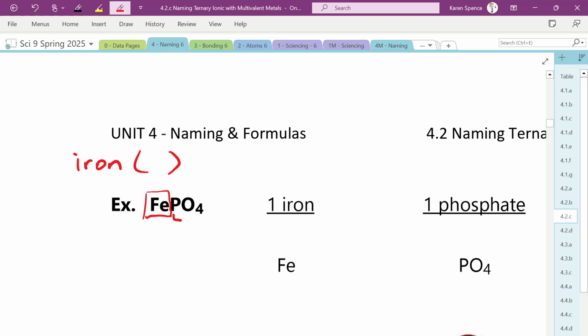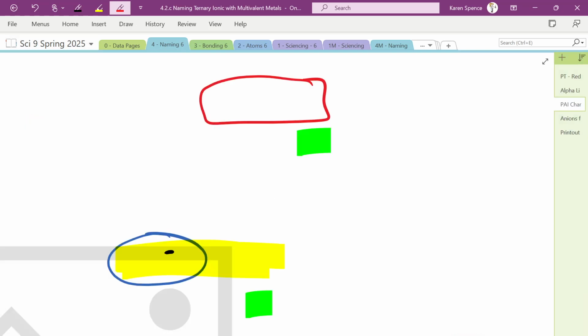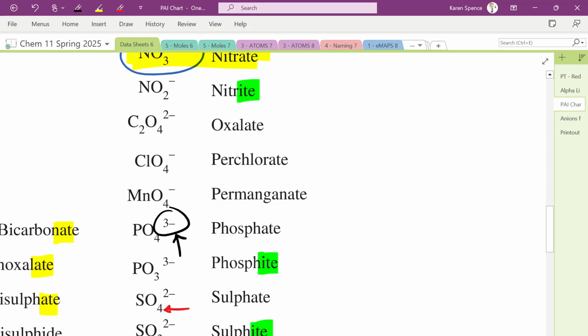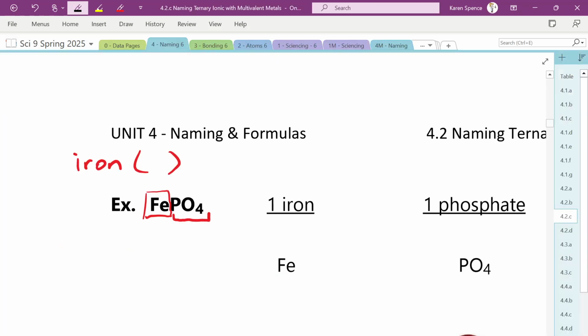And then the second part is PO4. And we need to go to our data pages to find PO4. There it is right there. PO4 is 3 negative. So PO4 is 3 negative, and we have 1 iron. So that's going to have to be 3 positive.